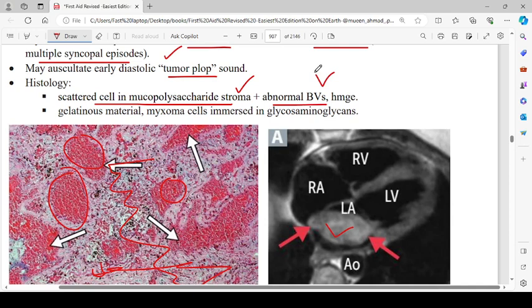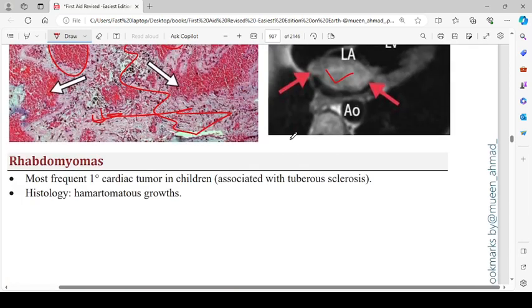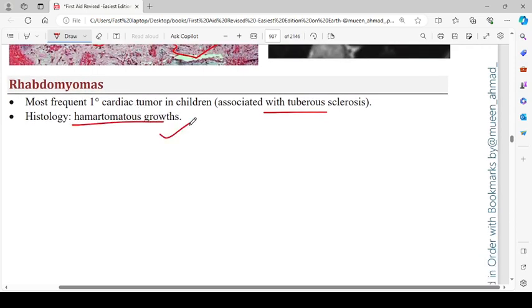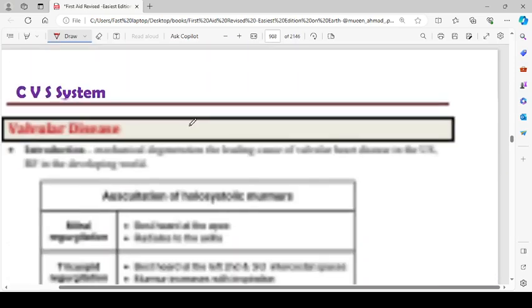What is BV? Blood vessels. So with abnormal blood vessels and hemorrhage. Gelatinous material, myxoma cells immersed in glycosaminoglycans. Rhabdomyomas are the most frequent primary cardiac tumor in children, associated with tuberous sclerosis. Histology shows hamartomatous growths.